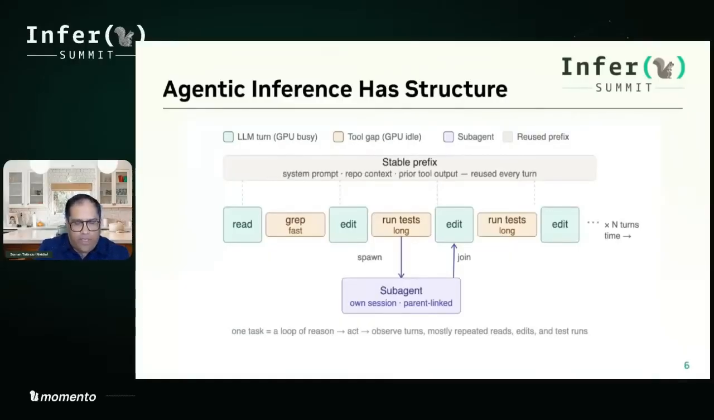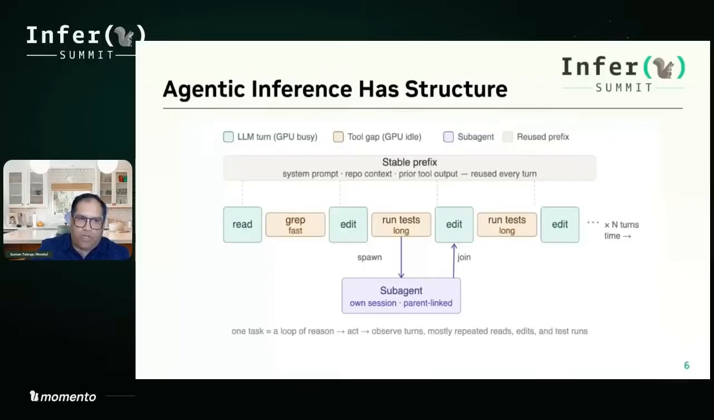And the fourth one, as somebody was just talking about, is what is the actual metric that we want to measure when it comes to agentic tasks? It's not per-request latency anymore. It's about the end-to-end run, how long the task takes, and we are trying to optimize for that. So the key takeaway here is that agentic inference has structure.